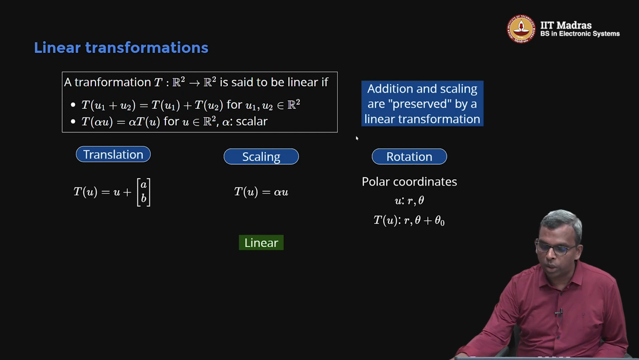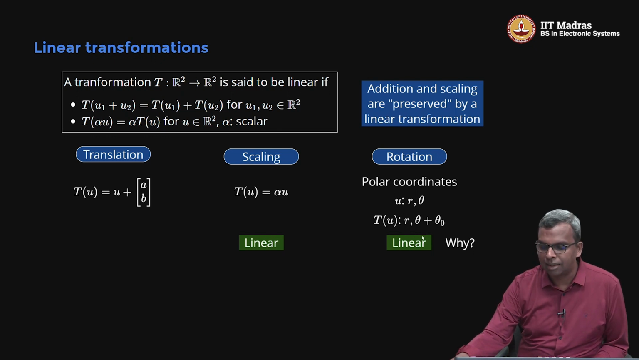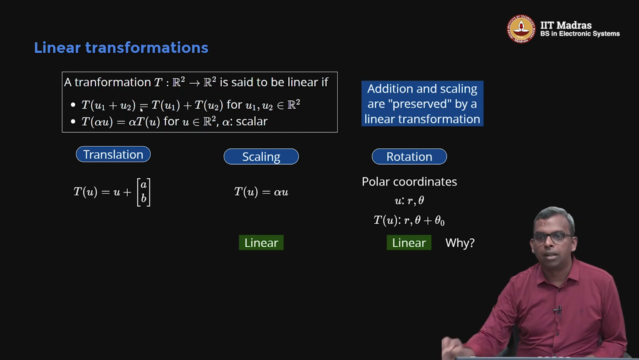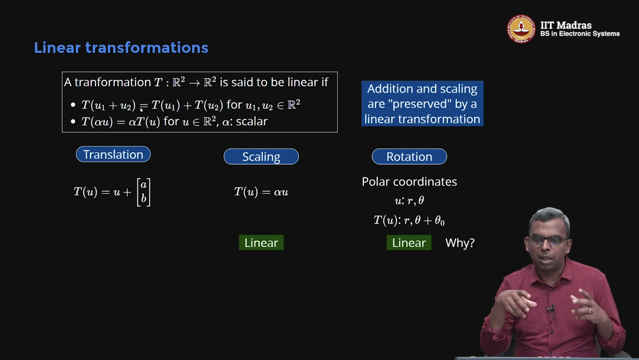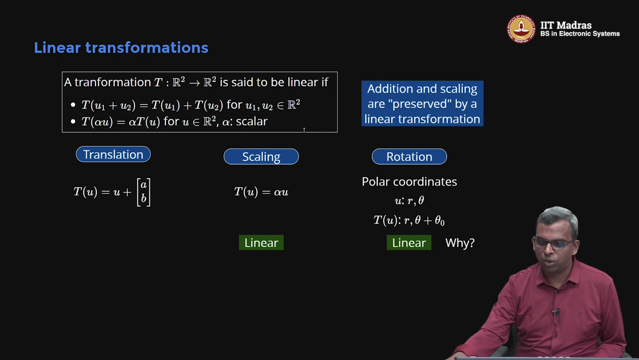So it turns out rotation is also linear. It's a little bit more complicated to see. I'm not going to prove it. I'll leave it as an exercise. You can put out a solution if you like. Rotation is also a linear operation. If you add two vectors and then rotate, it's the same as rotating the two vectors and adding. So you try and prove that.